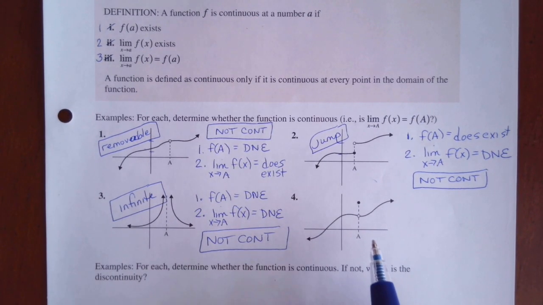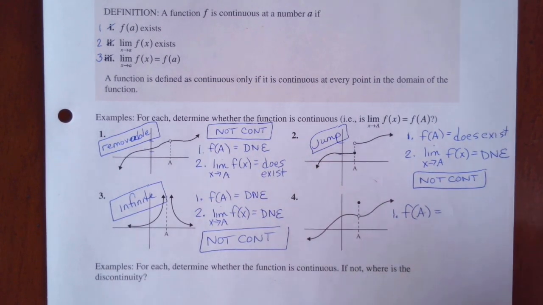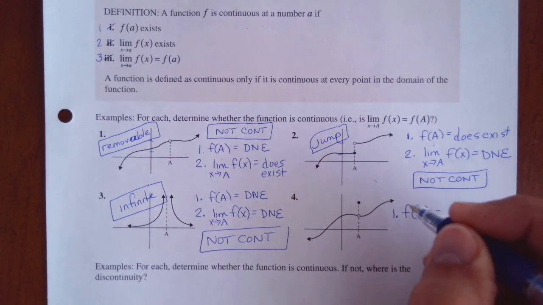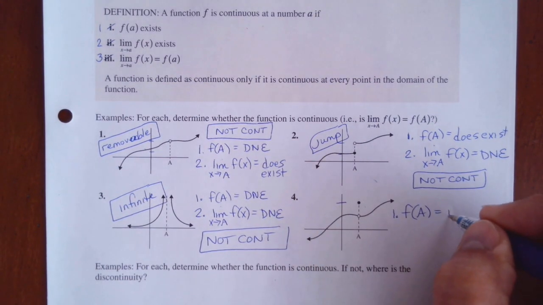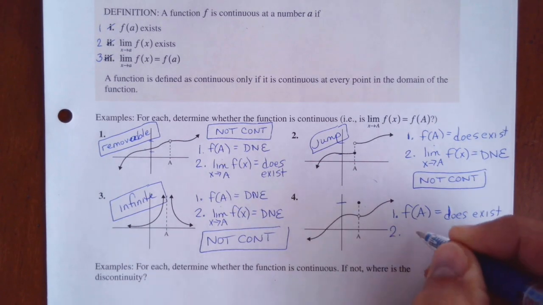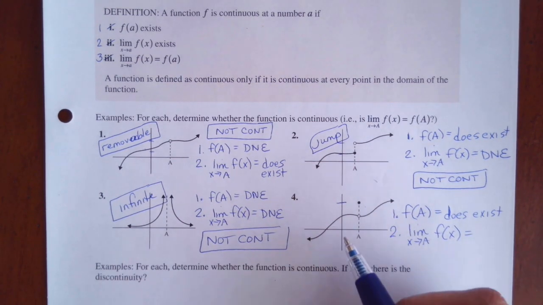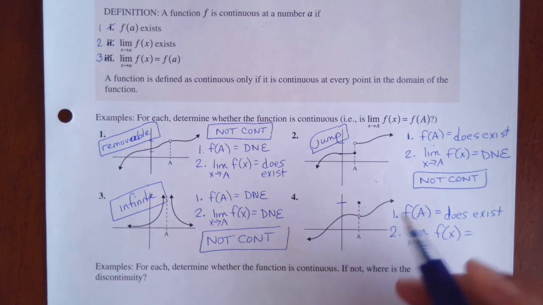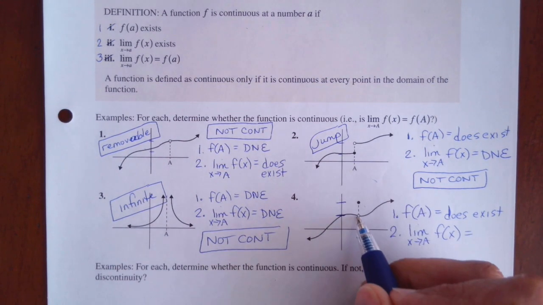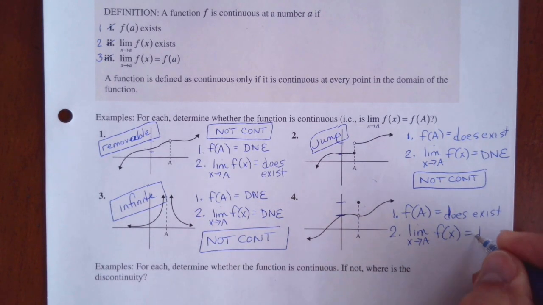Okay, number 4, function value for step number 1. Can we find f of a? Yes, we can, right there. There's the function value up here. So it does exist. Number 2, does the limit as x approaches a of f of x exist? Well, from the left side of a, we approach this value right here, whatever it is, and from the right side of a, we approach that same value. So the limit does exist.